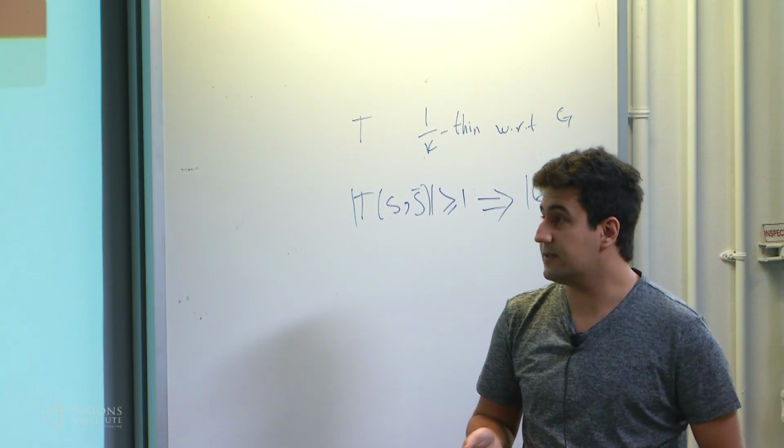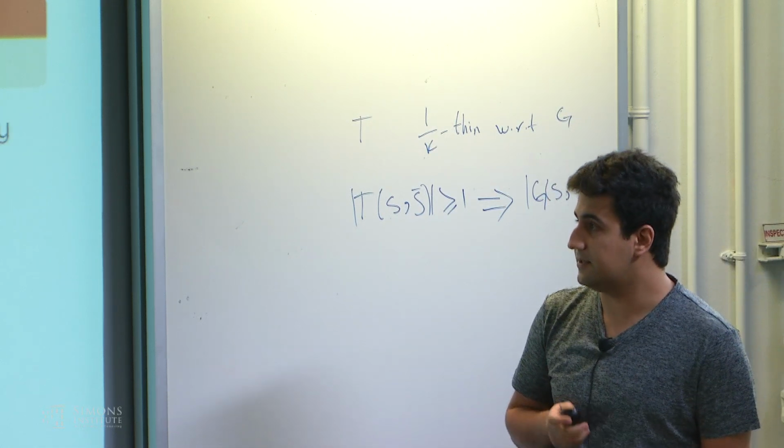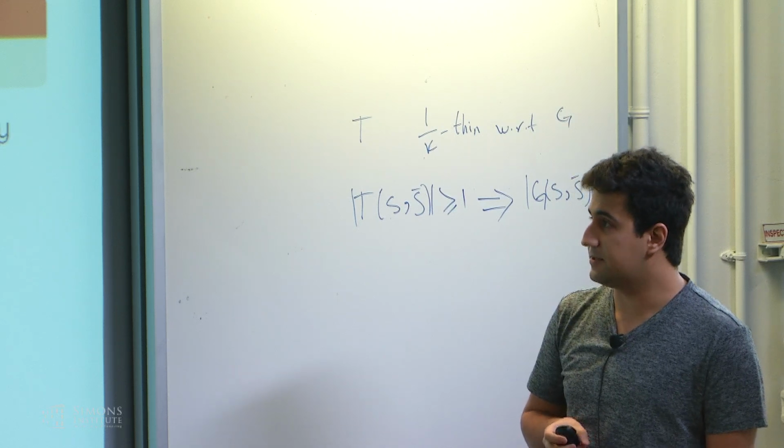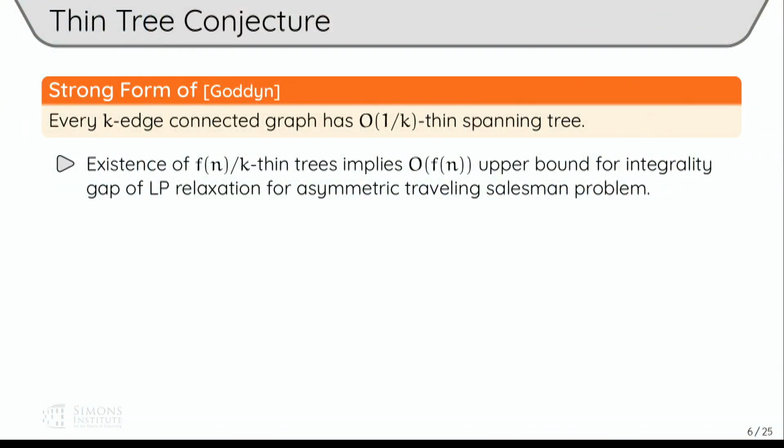All right, so let me tell you a little bit about the history of this conjecture. It's known that this conjecture has strong implications for the asymmetric traveling salesman problem. If you prove this conjecture with a loss, which can be a function of n, that being k-edge connected implies f of n over k thin trees exist, then it implies that the linear programming relaxation for the asymmetric traveling salesman problem is tight up to a factor of f of n.